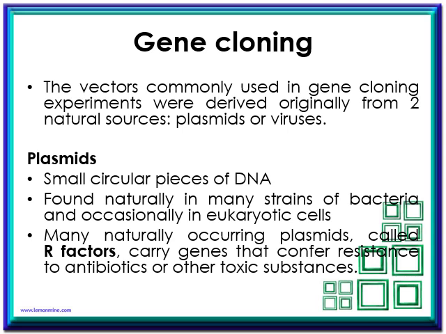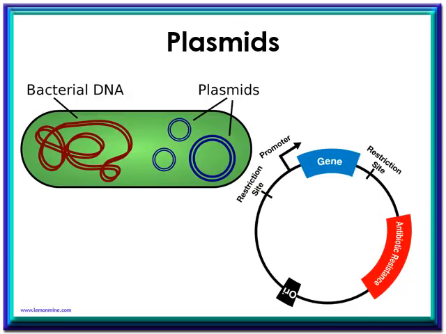The vectors commonly used in gene cloning were derived originally from two sources: plasmids or viruses. Plasmids are small circular pieces of DNA. They are found naturally in many strains of bacteria and occasionally in eukaryotic cells. Many naturally occurring plasmids called R factors carry genes that confer resistance to antibiotics. Plasmids exist inside bacteria, separate from the bacterial DNA.